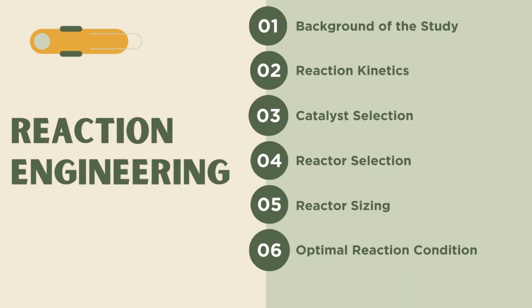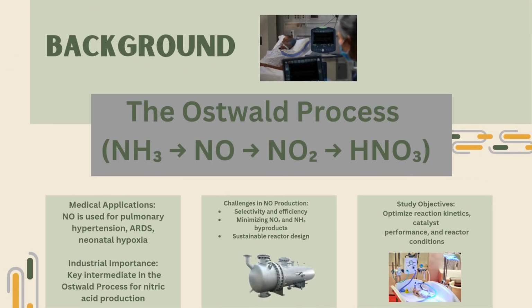For the reaction engineering part, our objective was to design an efficient reactor system that maximizes nitric oxide production while minimizing unwanted byproducts. We will cover the reaction kinetics, catalyst selection, reactor selection, reactor sizing, and optimal operating conditions. Let's go. Nitric oxide is widely used in both the medical and chemical industries.